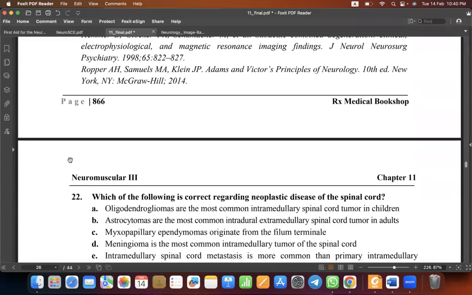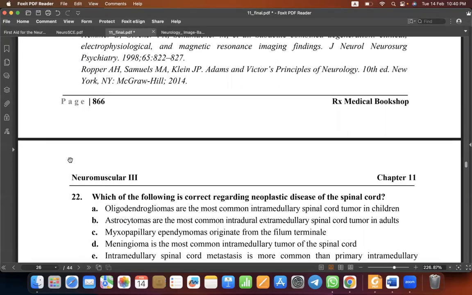Now, the next question. What is correct regarding neoplastic disease of the spinal cord? Whenever we talk about neoplastic disease of the spinal cord, what should we remember? Okay, there is certain information we should remember. We should memorize this. Whenever you are giving a board exam, these are the high-yield facts regarding malignancy of the spinal cord.